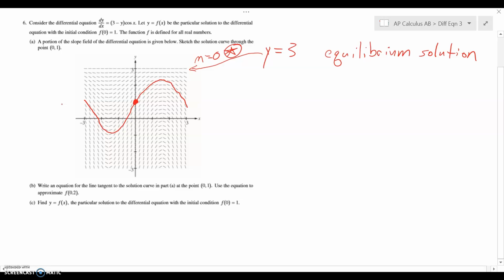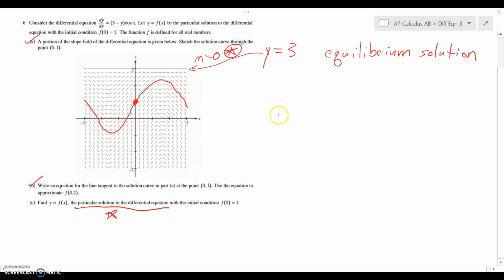Second, they want us to write an equation for the tangent line to the solution in part A. Use the equation to approximate f of 0.2. Again, like we've seen in the past, for A and for B, they do not want us to actually figure it out. And in part C, you can see particular solution to the differential equation, that key phrase, that's when they want you to come up with a y equals. A and B, they don't. In B, we're just coming up with an equation for the tangent line to the function, but we don't need to go to the length of actually finding the function.